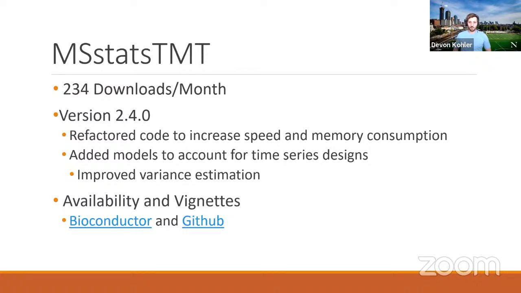And I think I shared before, but the way you actually specify what kind of design it is is in your annotation file. So there's a specific way you need to set up the bioreplicates and everything. So I can share that vignette again so everyone can see exactly how to do that. Again, it's available on Bioconductor and GitHub, so you can install it either way. The development version is on GitHub and the live version is on Bioconductor.